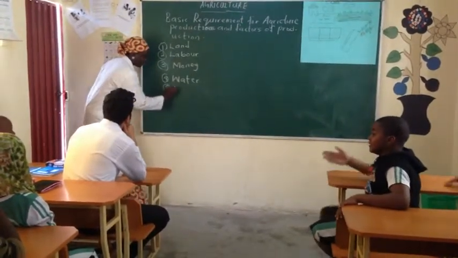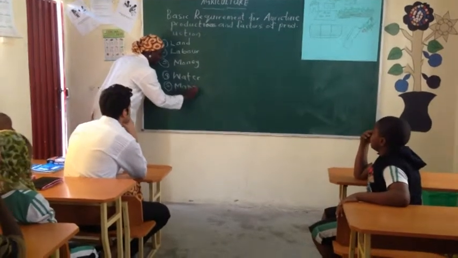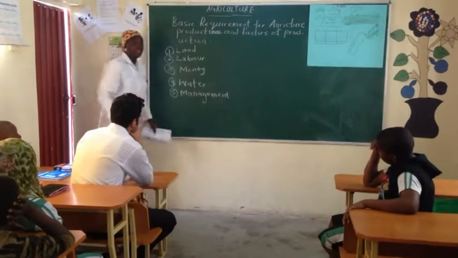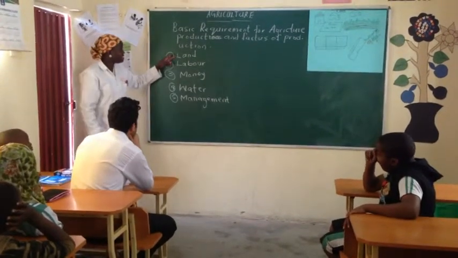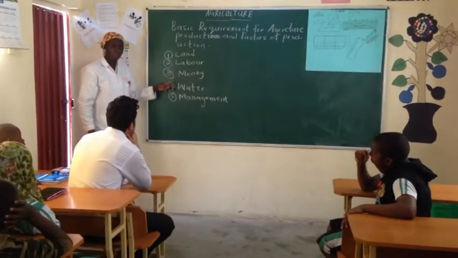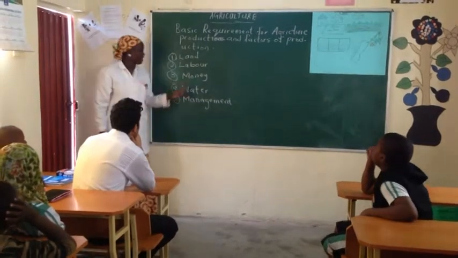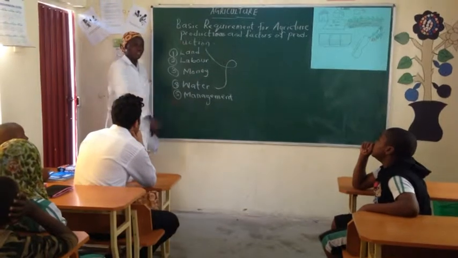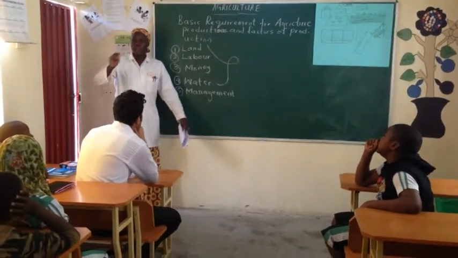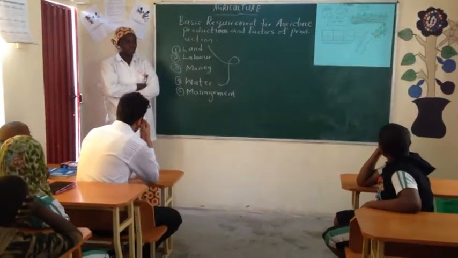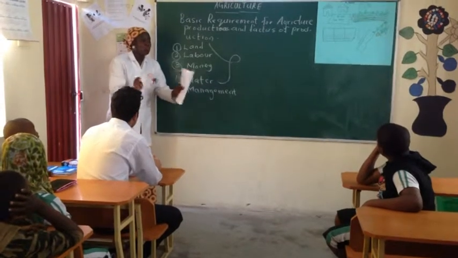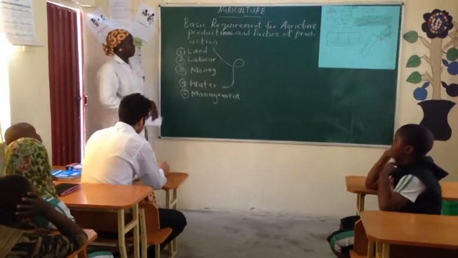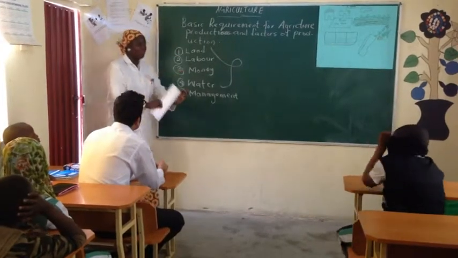Management. If you have land, labor, money, water, and you don't know how to manage all this, I tell you, you are nowhere to be found. Your farm will not yield. Ask me why. Now, you have a land, you have everything on ground.